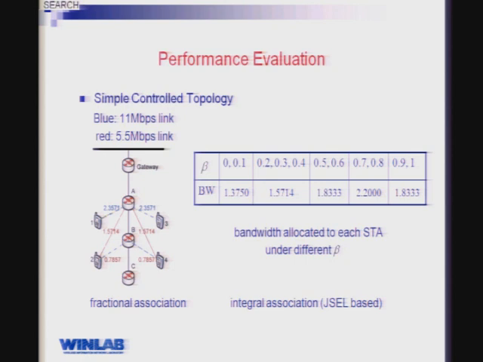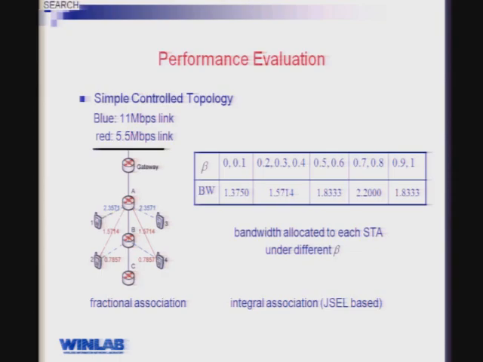Now we limit the association to be integral association, and the association is based on a metric with parameter beta. Because when we change the value of beta, we change the logical tree topology, in fact. So the results here show the impact of tree topology on the bandwidth allocation vectors. We can see that when beta takes a value of 0.7 or 0.6, it can achieve the best throughput in this case. For instance, user 2 has a red link to mesh point A and a blue link to mesh point B because it's closer.